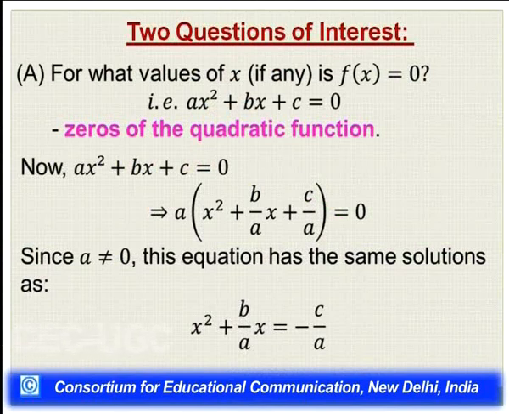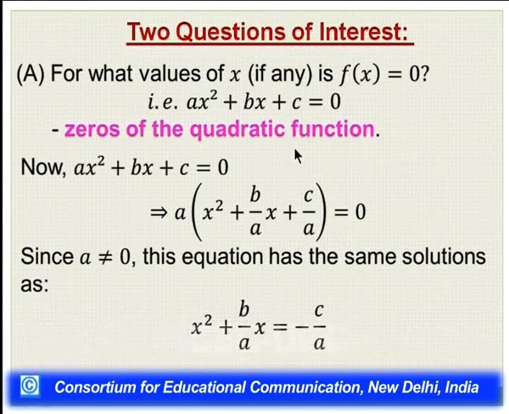As I said in the beginning of the lecture, there are two main aspects relating to quadratic functions that we're going to be focusing on. We have these two questions of interest, and the first aspect is as follows. The question here is, for what values of x, if any, is f(x) equal to 0? In other words, for what values of x, if any, is the function ax² + bx + c equal to 0? This effectively amounts to finding what are known as the zeros of the quadratic function.